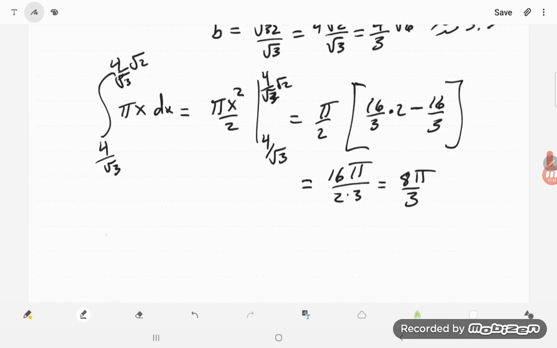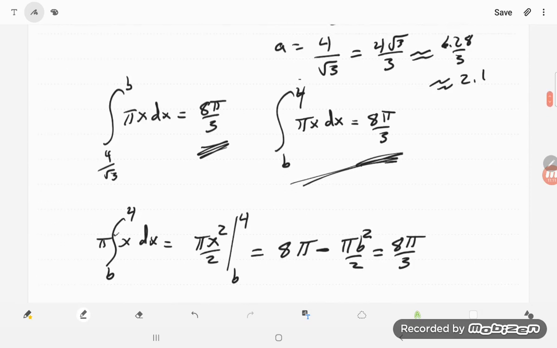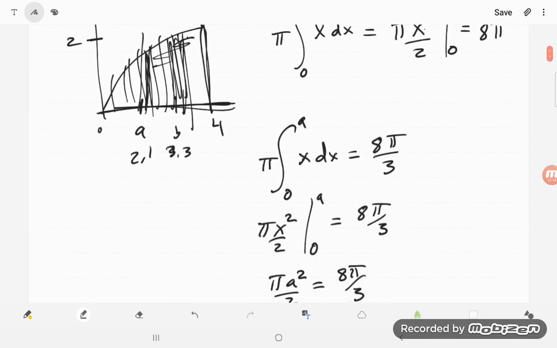Okay, so we go from 0 to 4 over the square root of 3. Then we go from 4 over the square root of 3 to 4 over the square root of 3 times the square root of 2. And then we go from 4 over the square root of 3 times the square root of 2 up to 4. And those 3 intervals then would split our volume into thirds.